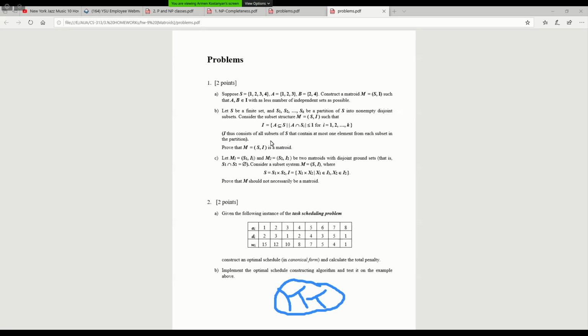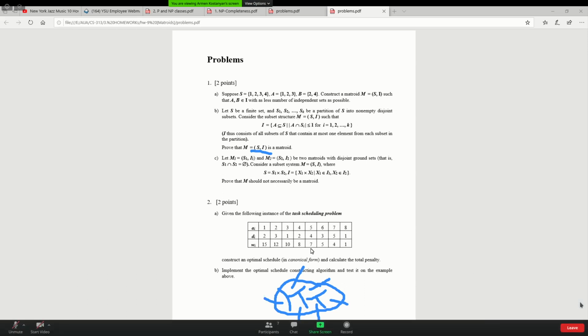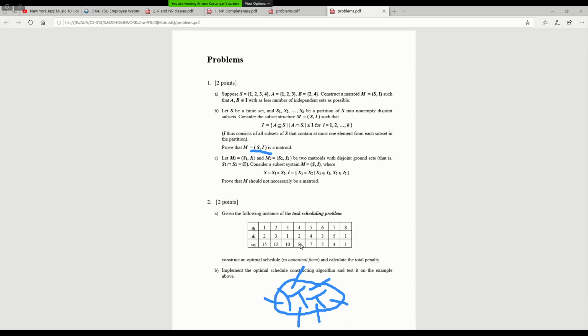And after that, we say that I is constructed by taking at most one element from each subset. So we choose at most one representative from each set, and this way we construct a subset which we include in our subset system. And we need to prove that the subset system defined in this way will be a matroid, or will meet the matroid properties. The first property is the hereditary property, HP.